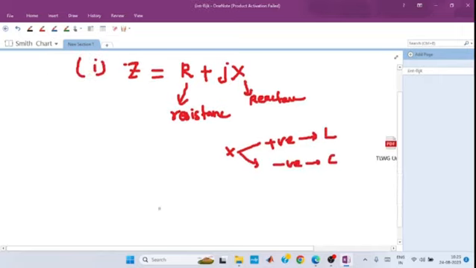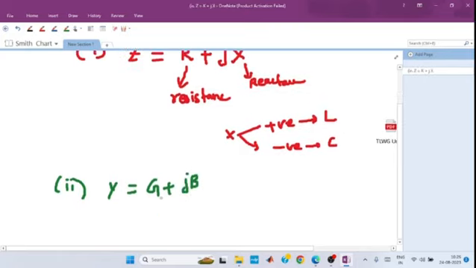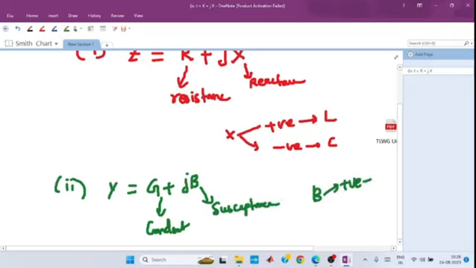The second thing we should be aware of is Y. Y is the admittance. Y equals G plus jB. G is the conductance, and B is the susceptance. If this imaginary susceptance value is positive, we represent it by capacitance. If it is negative, we represent it by inductance. This we should be aware of before going to the Smith chart.